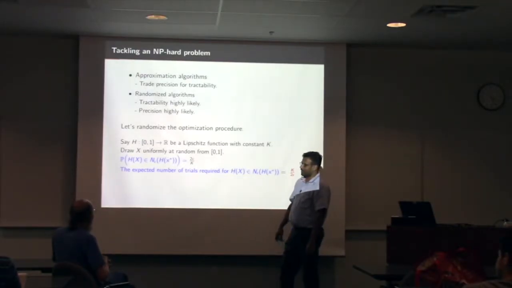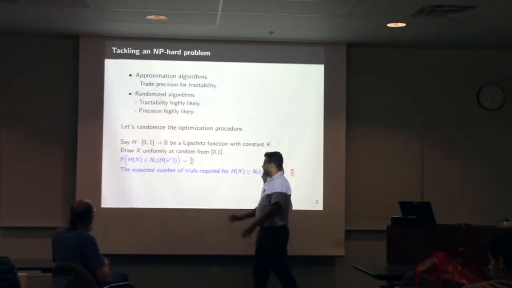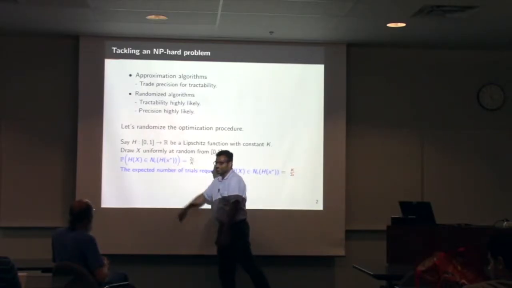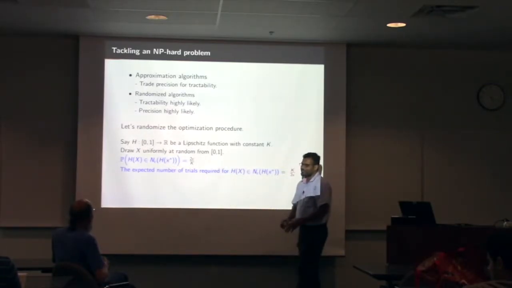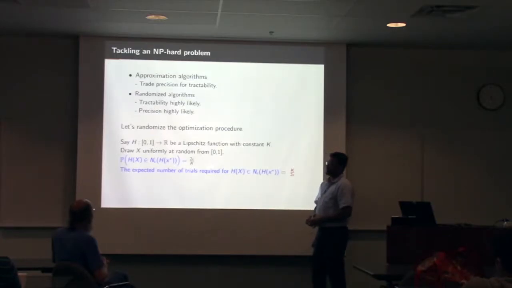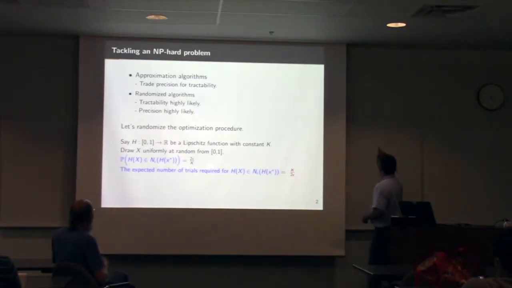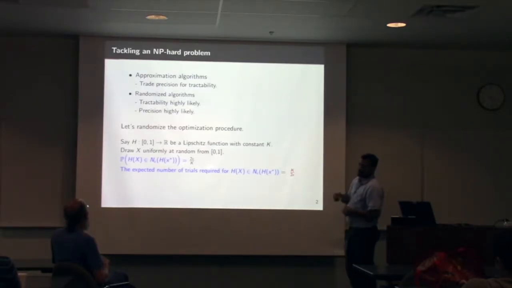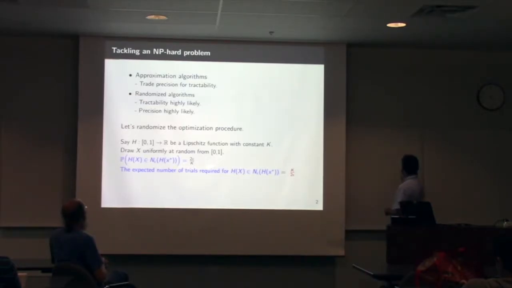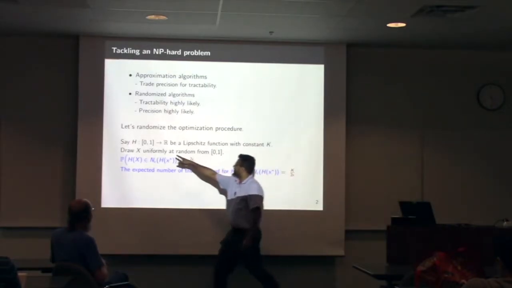Why would it depend on the Lipschitz constant? This neighborhood around x star needs to be within epsilon by k. Then only does the function value lie within epsilon. Yes, x is within, because the probability distribution is over the input space.